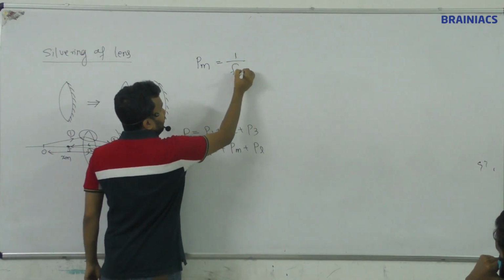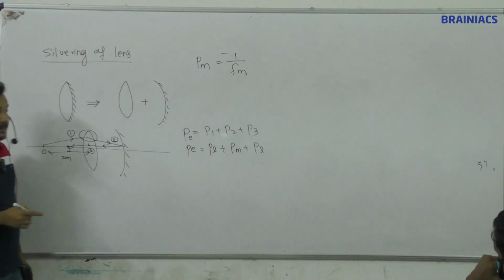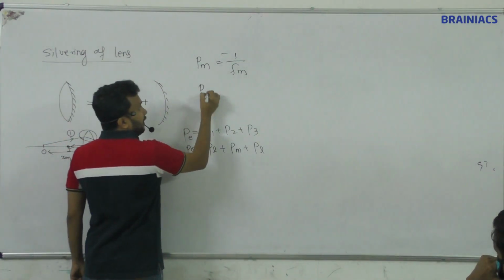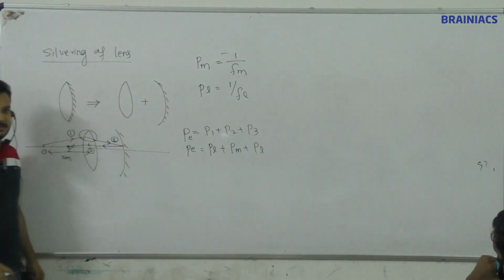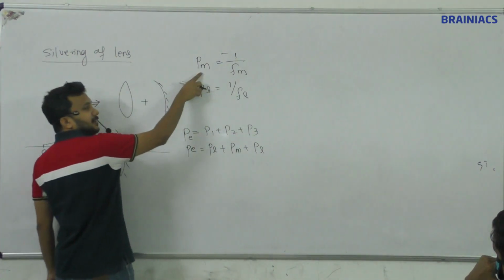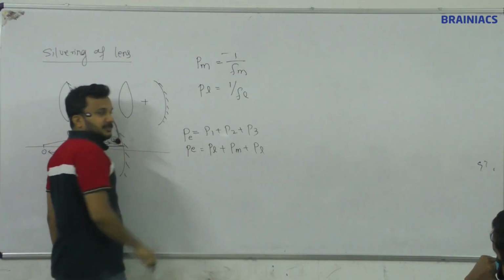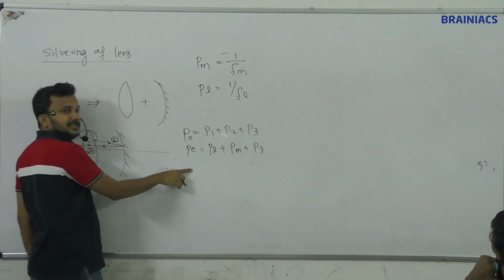1 by f, correct? We have already written it in the note. For a lens, power of a lens PL equals 1 by FL. Power of a mirror equals minus 1 by FL. This we have already written in the book last class. Now these things will be substituted here.